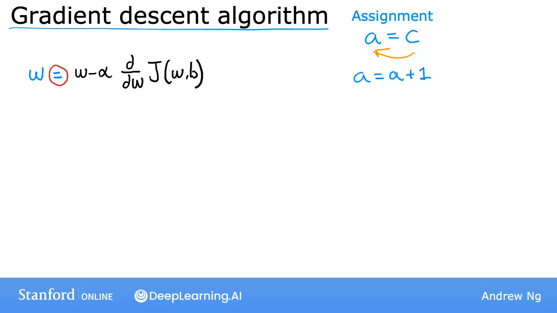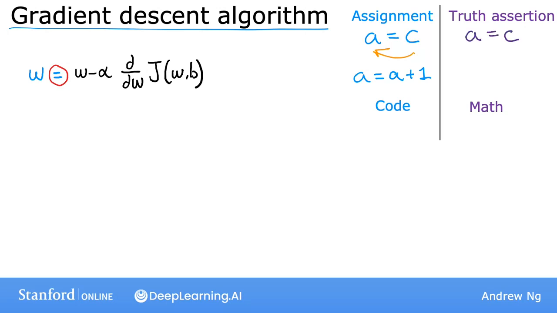So the assignment operator in coding is different than truth assertions in mathematics, where if I write a equals c, I'm asserting, that is, I am claiming that the values of a and c are equal to each other. And hopefully I will never write a truth assertion a equals a plus 1 because that just can't possibly be true. So in Python and in other programming languages, truth assertions are sometimes written as equals equals. So you may see code that says a equals equals c if you're testing whether a is equal to c.